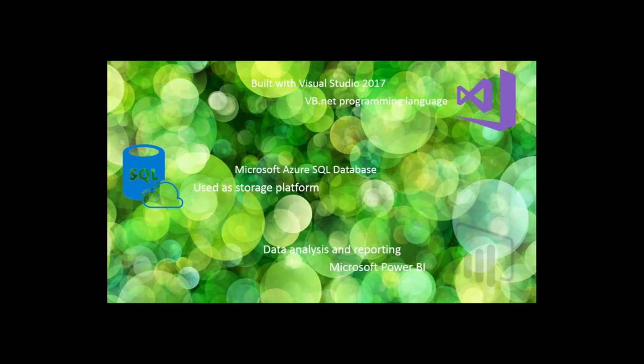GHG CAL is built using Visual Studio 2017 where VB.NET is the language used for the programming. To centralize the data received from the users, an Azure SQL database is used as the storage platform. To ease data analysis and reporting, Microsoft Power BI is chosen as it can produce various graphical representations.